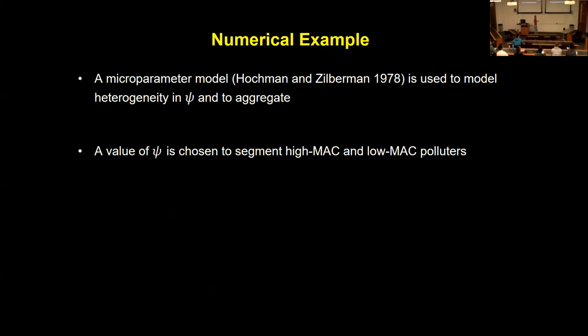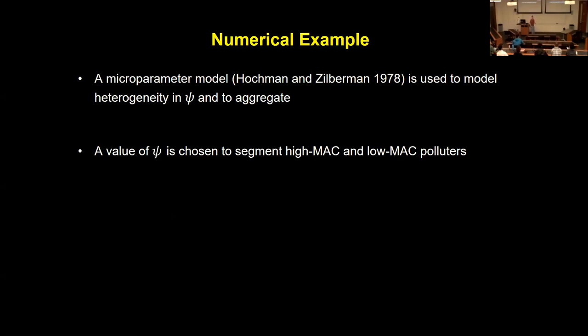We use a microparameter model to model heterogeneity in psi and to aggregate. And then we're going to choose a value of psi to segment the high marginal abatement cost polluters from the low marginal abatement cost polluters. There's a critical value of this to just break up the groups. And once we break up the groups, then we can aggregate over the groups.